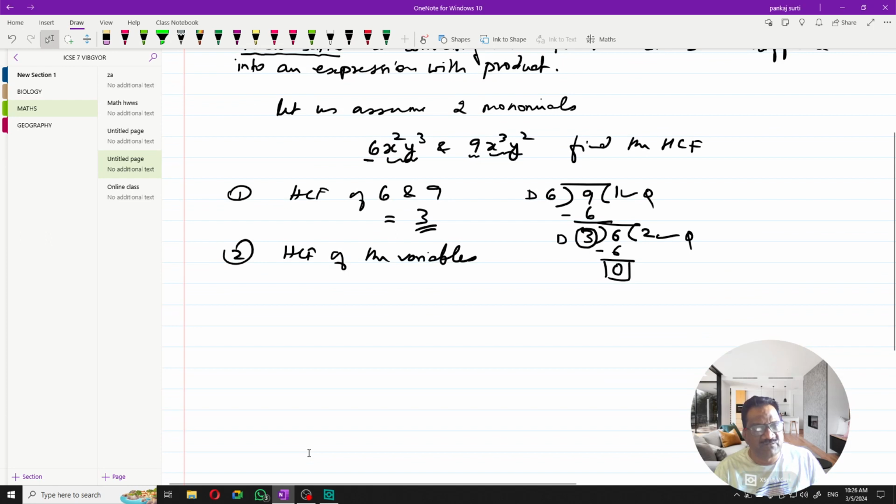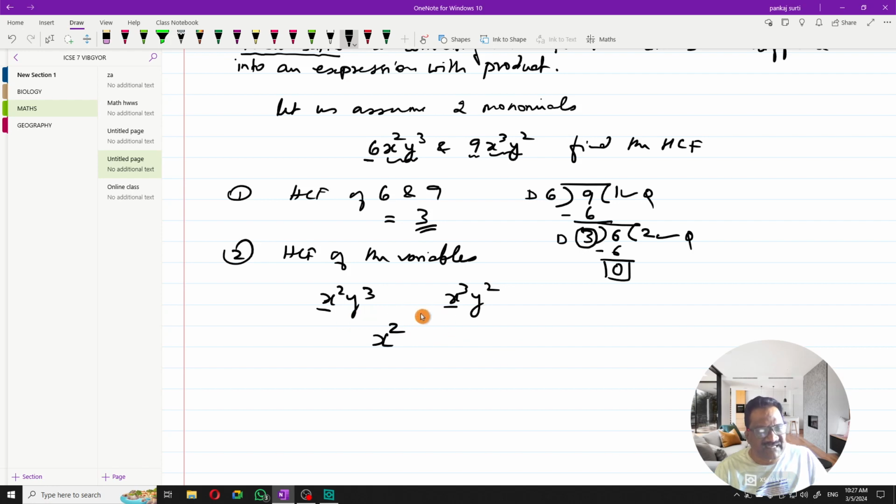Now here you have two bunches of variables. From the first term you have x square y cube, and from the second you have x cube y square. Now what you have to do is take the first variable x, and see in which term you have the minimum index, or minimum power. In this you have x square, and here you have x cube. So x square is less than x cube, so you have to take x square.